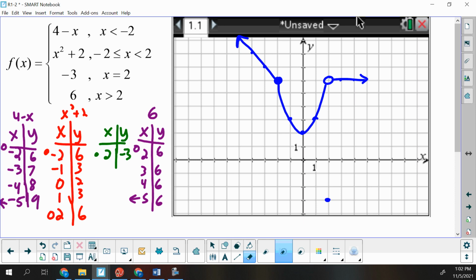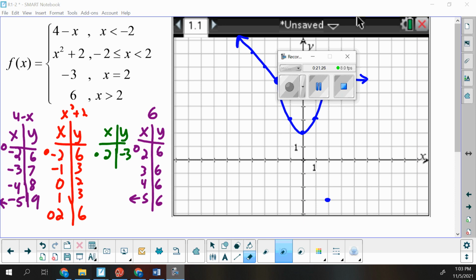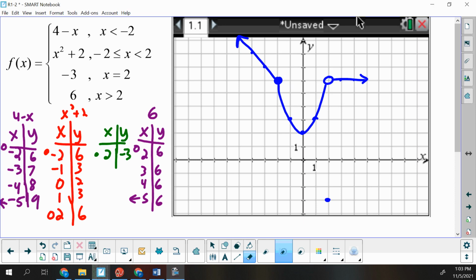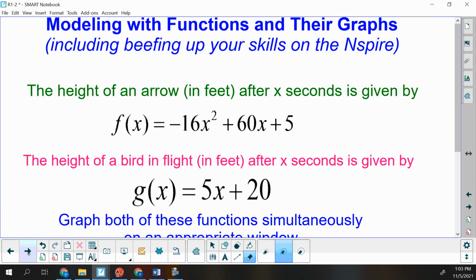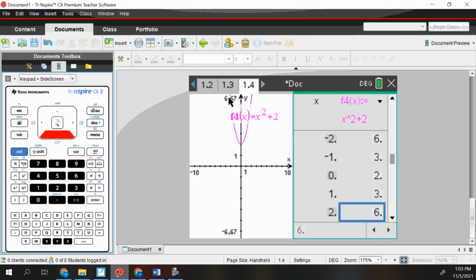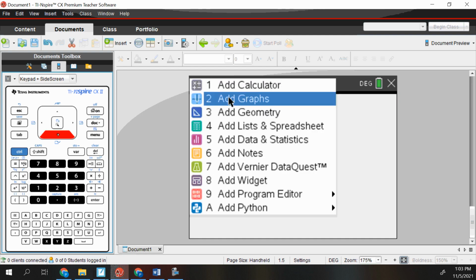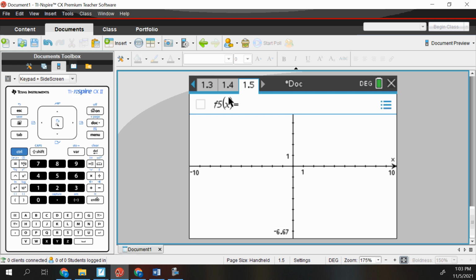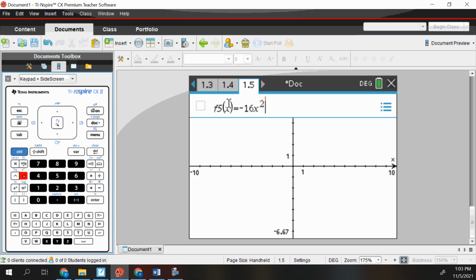So the last thing we're going to look at today will be over several questions, but we're going to look at modeling from equations and then answering some follow-up questions from it. So down on the bottom of page 10, we're going to have f of x represent an arrow that's being shot through the air, and g of x is a bird that's in flight. So we're going to graph these both on the same graphs page. So let's do Control Doc and add a new graphs page. We'll put the f of x one in first. We've got negative 16x squared plus 60x plus 5.